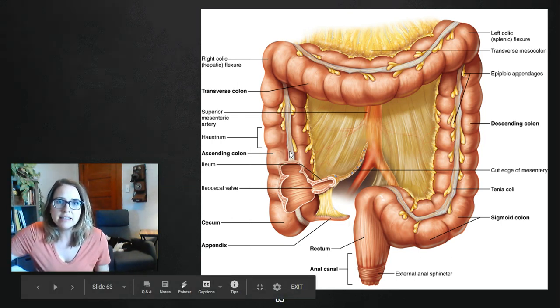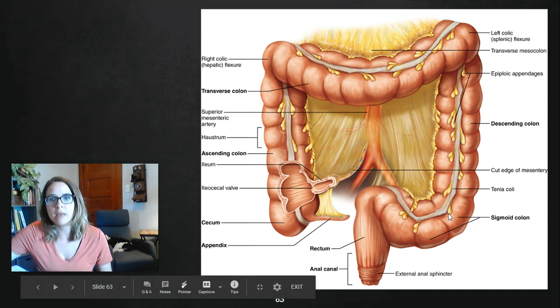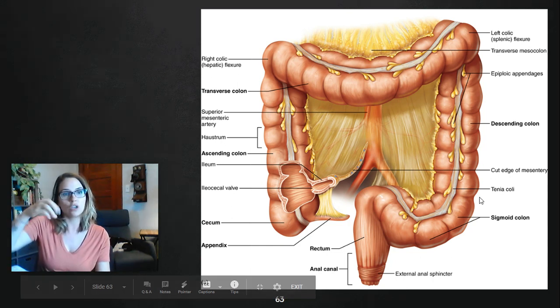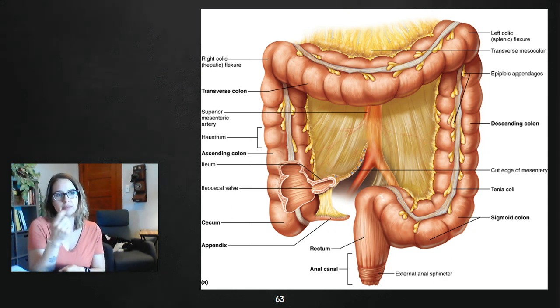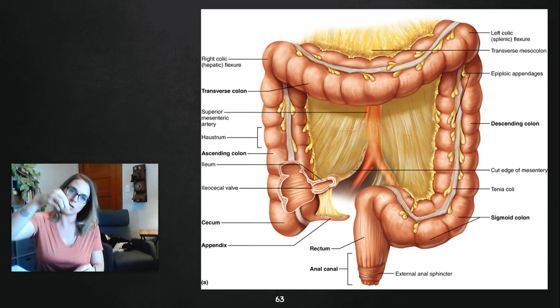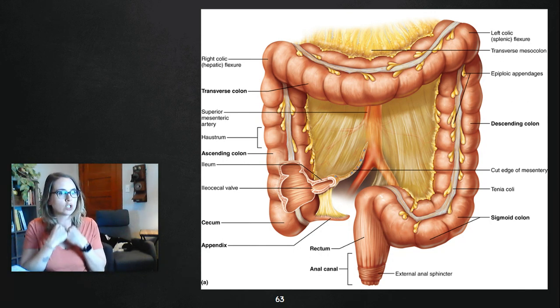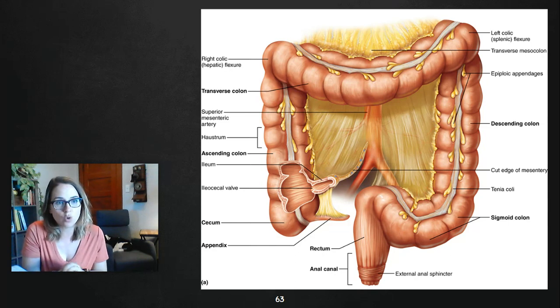Now, do you notice that there is this little cord that runs the entire length of our large intestine? It's called the taenia coli. Think of it like a little cord or a little tendon. You could pull on a string and a fabric sort of bunches up. Think of maybe a drawstring on your hoodie. That's sort of what this little cord does.